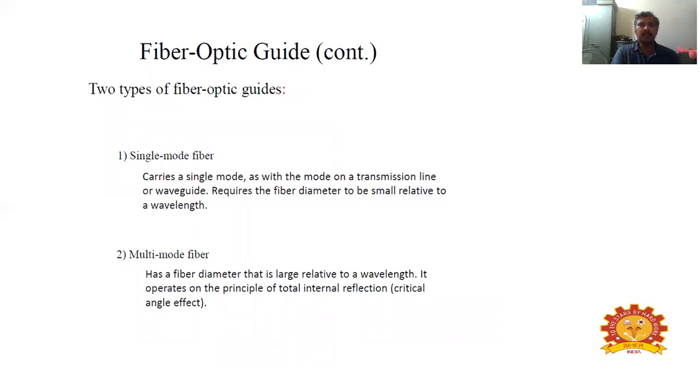Next comes the multi-mode fiber. Here, the most important point is that it has a fiber diameter that is very large relative to the wavelength. It is quite the opposite of a single mode fiber, where the fiber diameter is small compared to the wavelength, whereas in multi-mode fiber, the diameter is very large compared to the wavelength. It operates on the principle of total internal reflection.